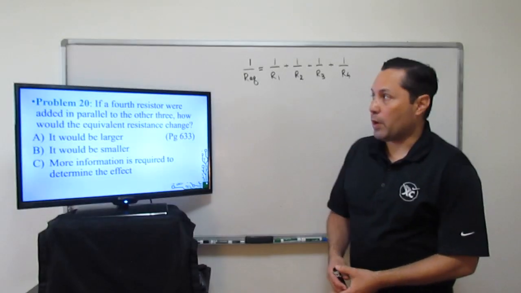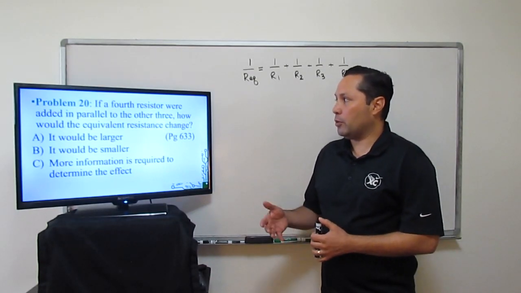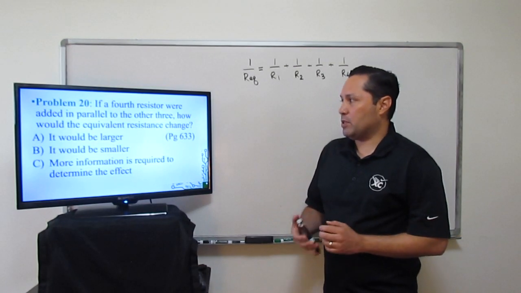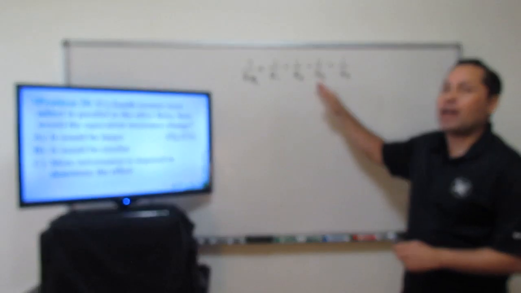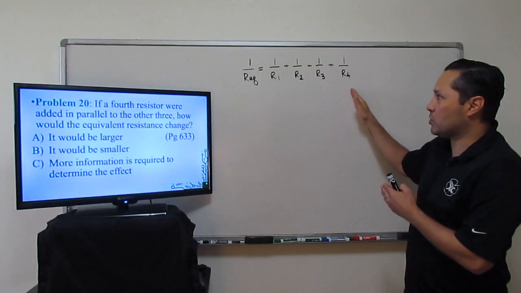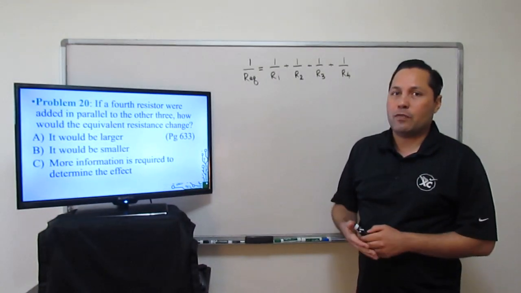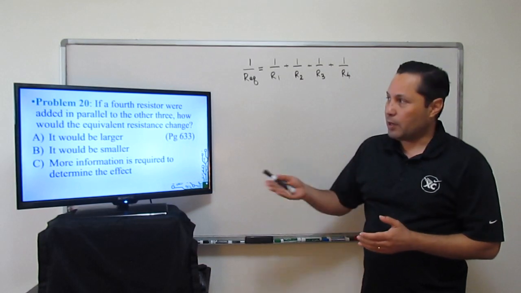In problem 20 we're asked, if a 4th resistor were added in parallel to the other 3, as from the previous problem, example 6, how would the equivalent resistance change? Notice that they're inverses of each other. So if we add another resistor, the equivalent resistance would be smaller because they are inverses of each other. So more resistors, lower equivalent resistance. Alright, that is problem 20.